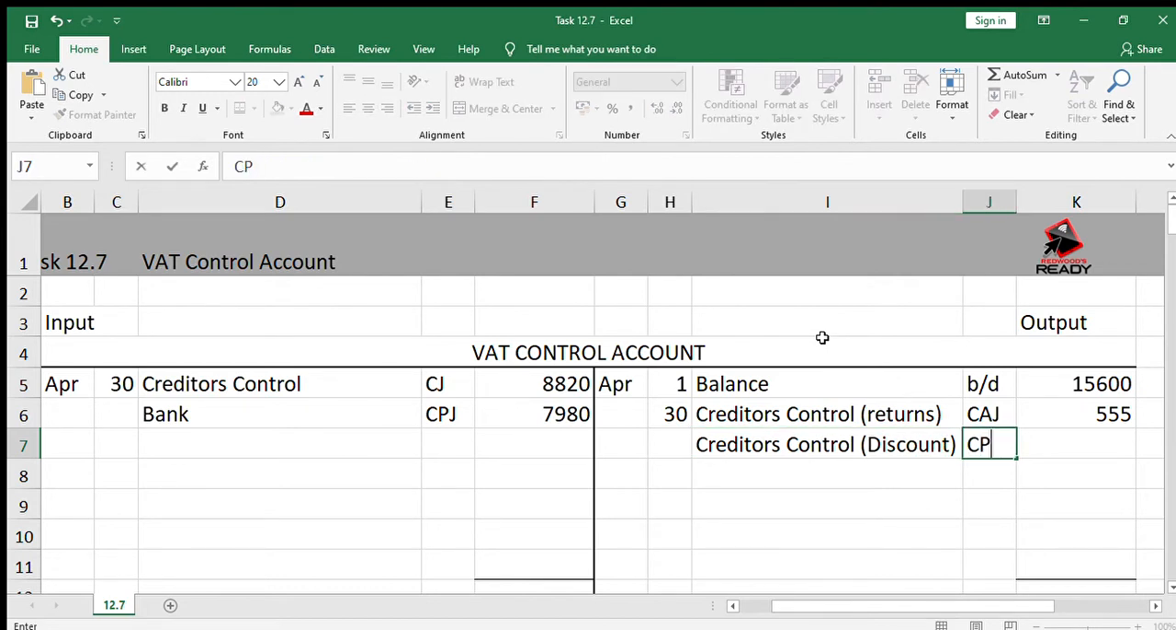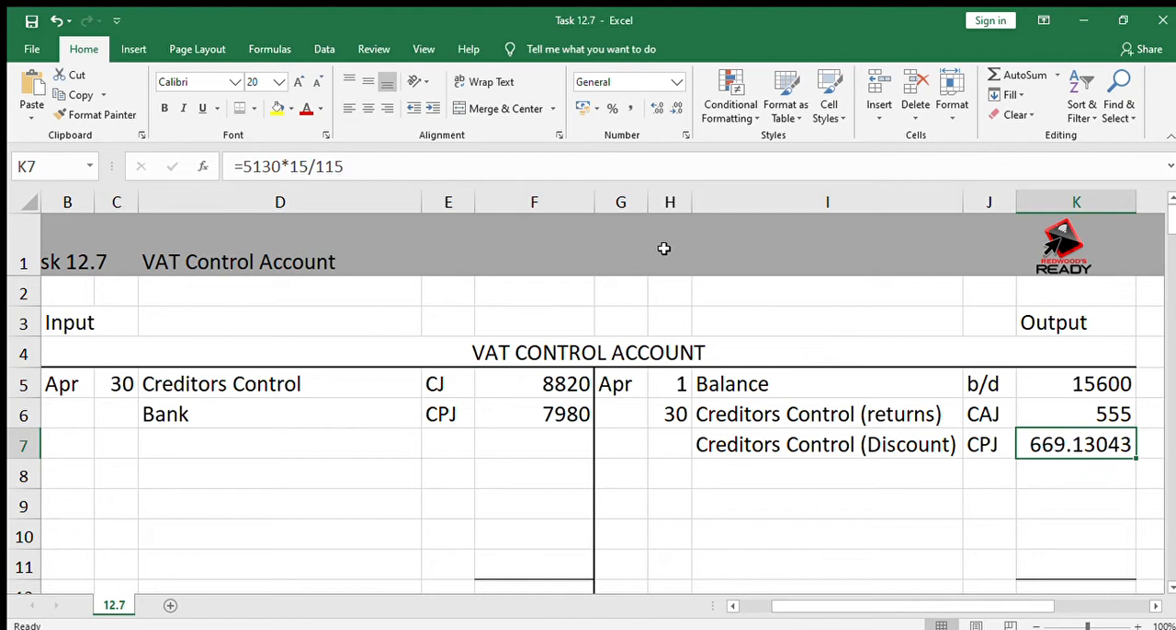We received the discount, normally the CPJ. So the amount of discount was 5130, and that is for the early settlement. So 5130 includes VAT, so I'm just going to say 5130 multiplied by 15 divided by 115. The reason I say it includes VAT is because that's the total amount of discount that they've given us.